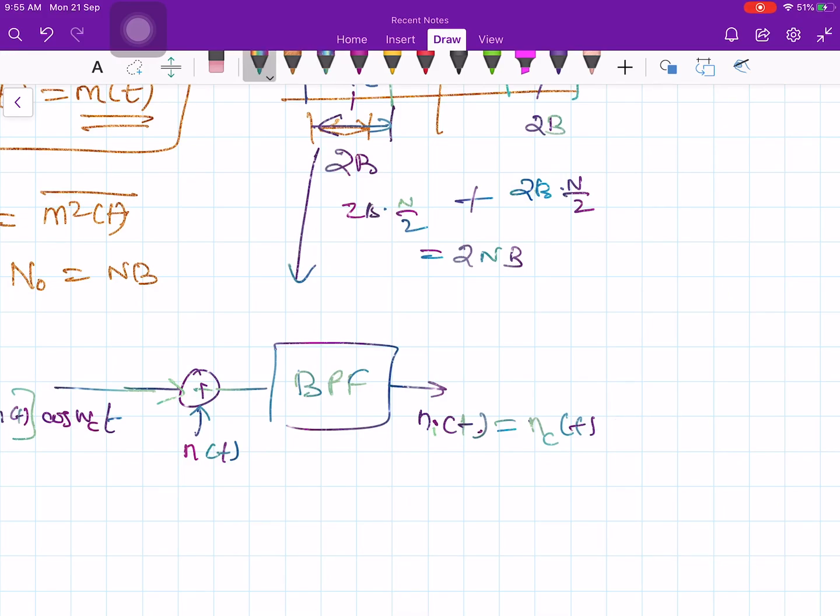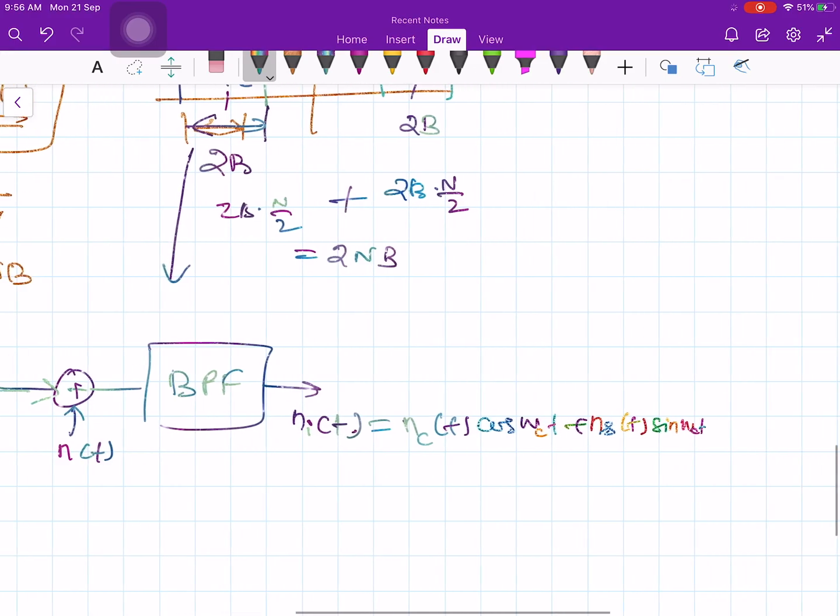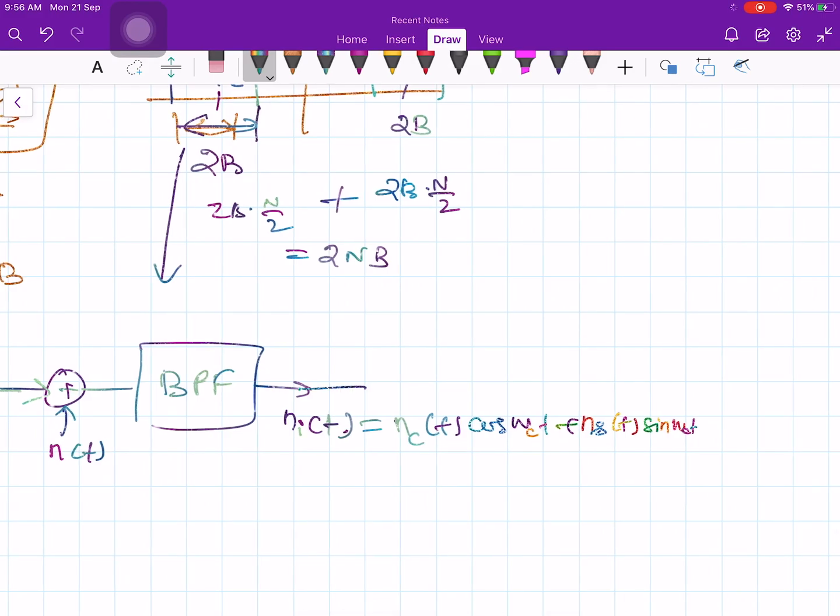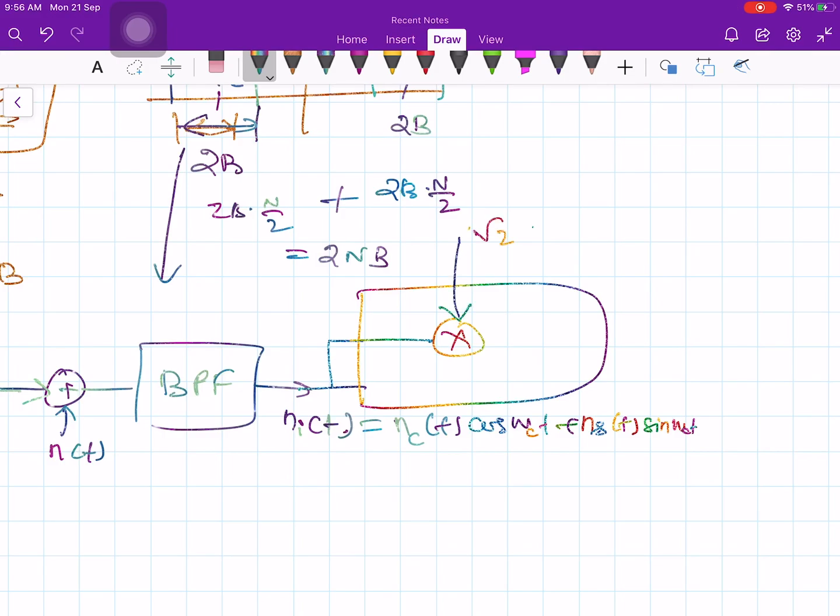That analysis I did not do, because already we did this for single sideband modulation. So nc of t cos of omega ct plus ns of t times sin of omega ct. Now after this you have the demodulator. In the demodulator you have the product multiplier root 2 times cos of omega ct, followed by the low pass filter. Now what will happen? You multiply by cos omega ct, so this sin omega ct term will go away, and here this becomes cos square omega ct.